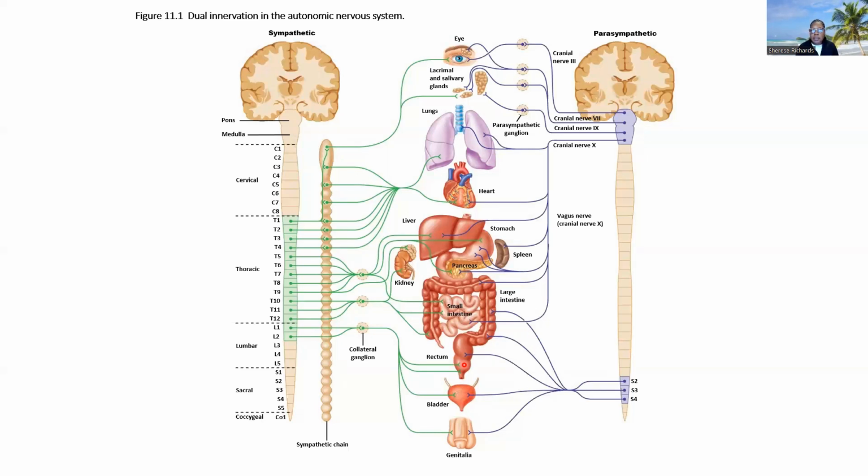So this is what is meant by comparative secrecy. Both divisions are innervating all of these glands and organs in the middle here. And depending on what function is needed from the body, we can increase sympathetic and tone down parasympathetic, or alternatively, we can increase parasympathetic and tone down sympathetic.